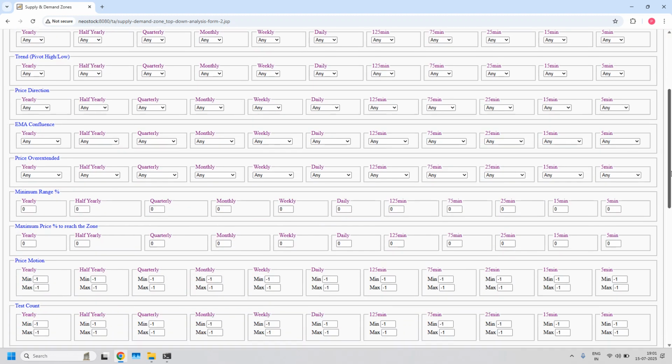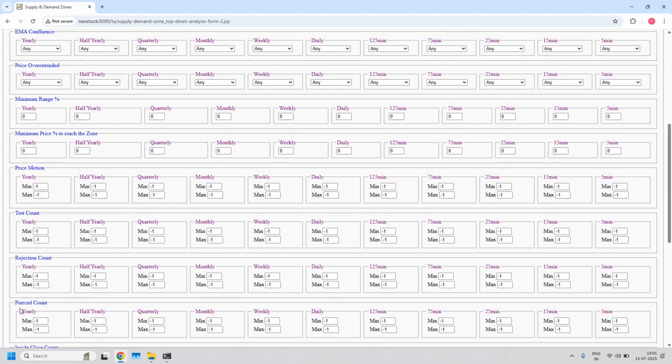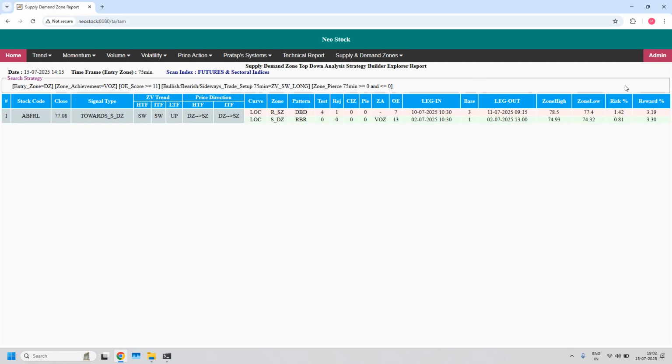75 minutes demand zone should not be pierced. So in the pierced count, 75 minutes time frame, I am setting minimum value 0, maximum value 0. That means 75 minutes demand zone should not be pierced. Pierced count 0 means not pierced. So we got only one stock for sideways long trade setup. Entry time frame 75 minutes demand zone.